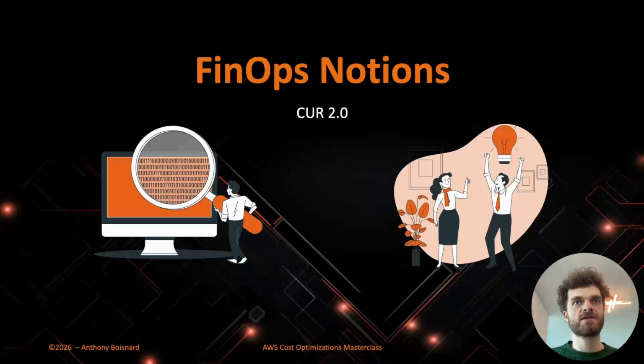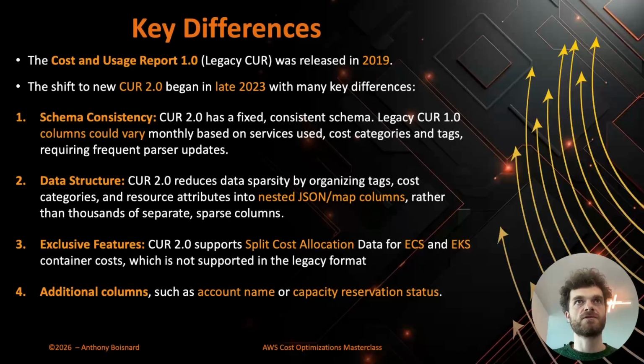Hi, let's see the key differences between CUR 2.0 and the legacy CUR. So first, the cost and usage report 1.0 or legacy CUR was released in 2019. Then the shift to the new CUR 2.0 began in late 2023 with many key differences, such as first, schema consistency. So CUR 2.0 has a fixed, consistent schema.